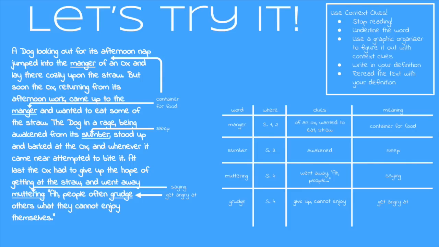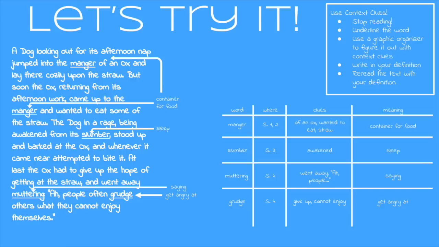You know what? I just messed up. I should have said sleep instead of slumber. Let me go back and try that again. The dog, in a rage, being awakened from its sleep, stood up and barked at the ox, and whenever it came near, attempted to bite it. At last, the ox had to give up the hope of getting at the straw, and went away, saying, people often get angry at others when they cannot enjoy themselves.